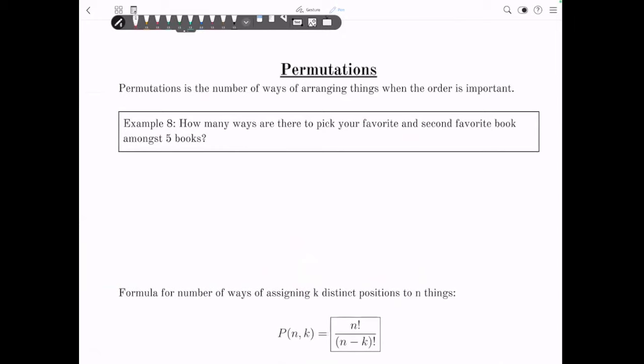As you saw in the first few examples, let's just use a method where we have 2 books, the favorite and the second favorite. So this would be the favorite book, and this would be the second favorite book. Because it can be any one of 5 books, there are going to be 5 choices for the favorite book. Then we have to cross out one because you can't have the same book be the favorite and the second favorite. So then there are going to be 4 choices for the second favorite.